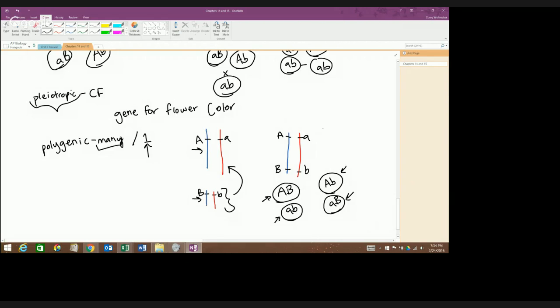So anytime we do a heterozygous cross with a homozygous recessive, whenever we see a 1-to-1-to-1-to-1 ratio, two things are possible. Either we're seeing this because the traits are located on different chromosomes, or if they are located on the same chromosome, they're so far apart from each other that they behave as though they're unlinked.